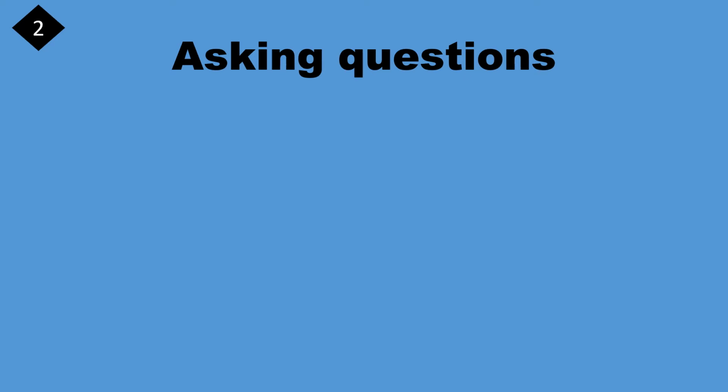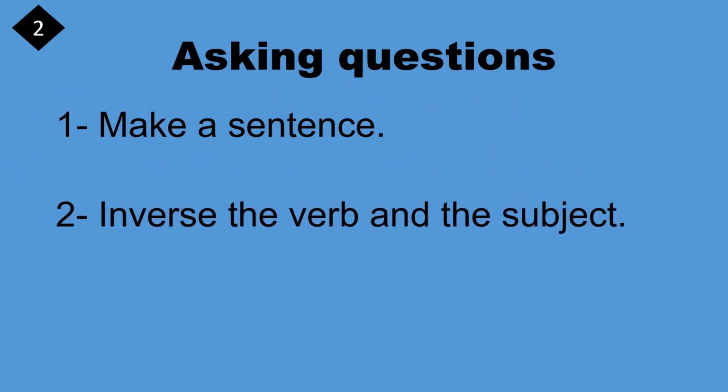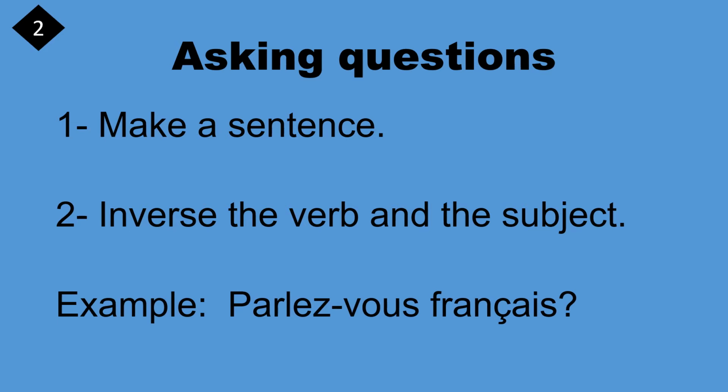So now, way number 2. Once again, you make your sentence, but this time you are going to invert the verb and the subject. Remember, I told you subject, then verb, and this time you are going to do verb and subject. And this is what you're going to get. Parlez-vous français? So as you can see, you have the verb parler, and then you have the subject. But when you do that, remember to put the hyphen. So that is our second way.